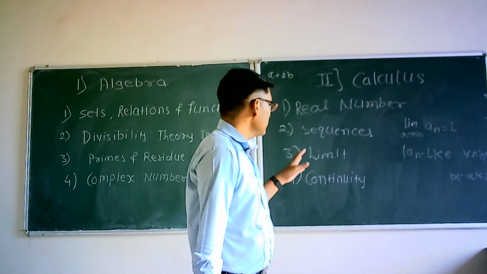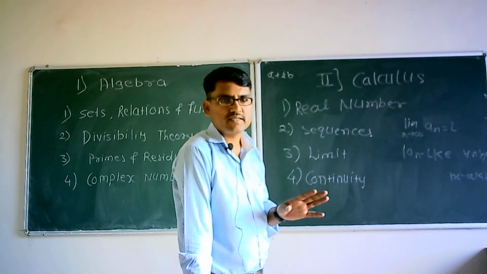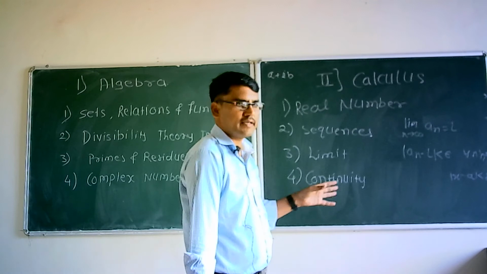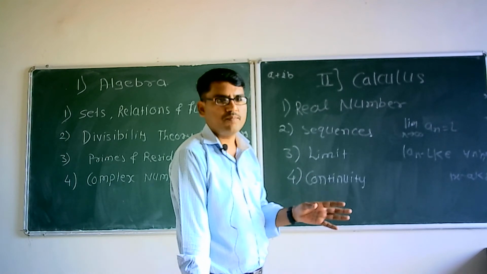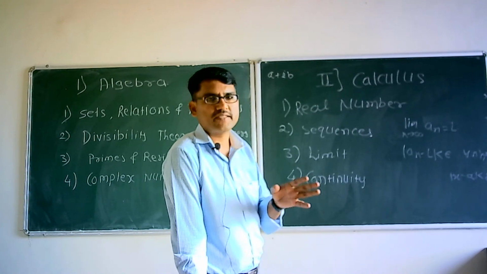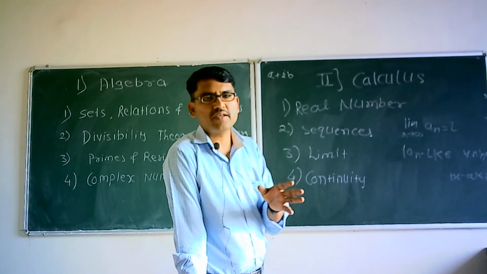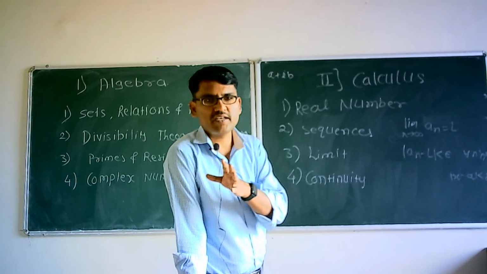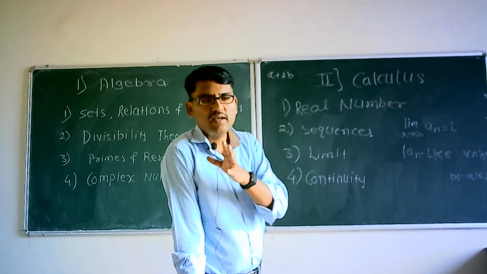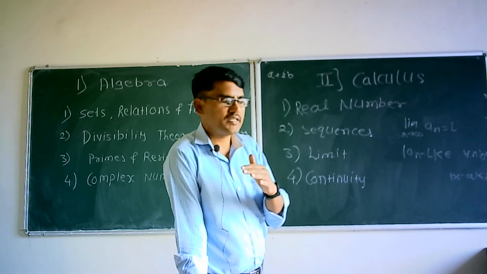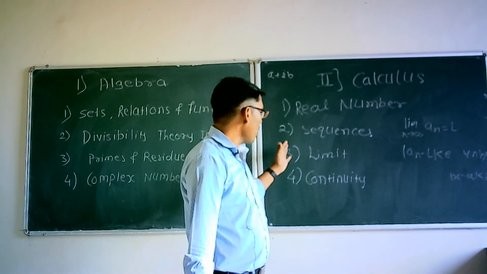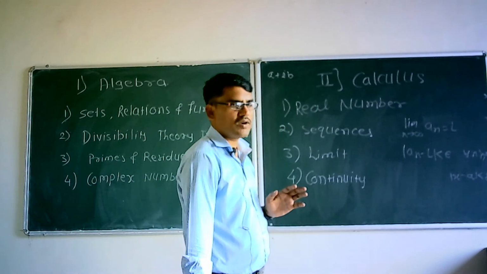Again there are some properties of limits. There is the sandwich theorem. Then if the limit of f is L and the limit of g is m, then the limit of f plus g is L plus m, the limit of f g is L m, and the limit of f upon g is L by m. These properties we are going to study in the chapter on limits.